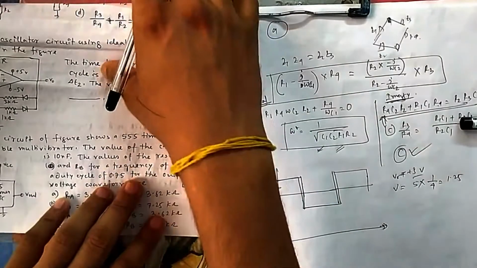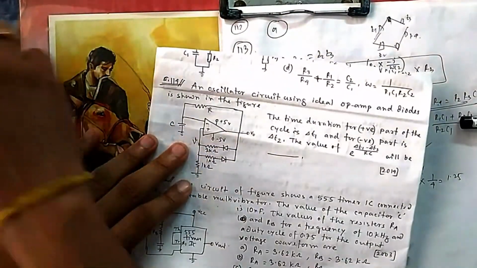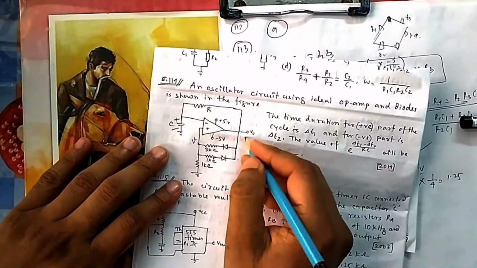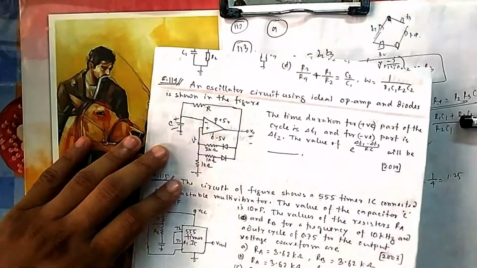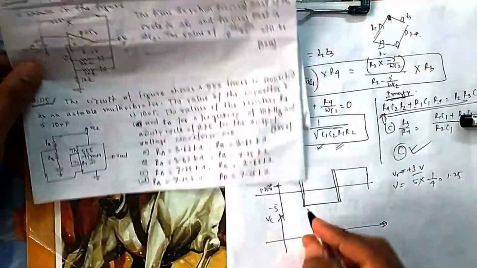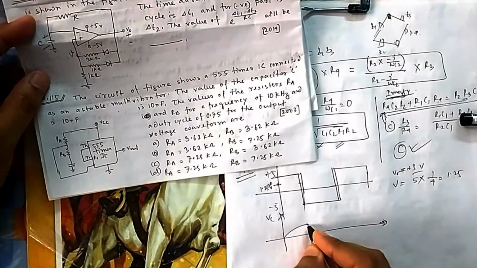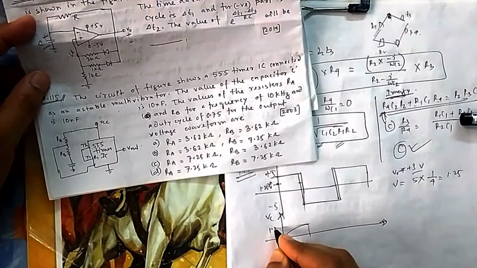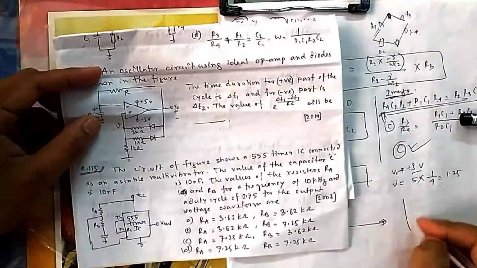Whenever capacitor voltage, because the capacitor will be charging. Initially I think it is 0, and it is charging because V0 is positive, in this path through this RC. So when it reaches 1.25, then the transition will occur. Initially my capacitor is 0, when it reached 1.25 volts, then transition will occur. Now V0 is becoming -5.